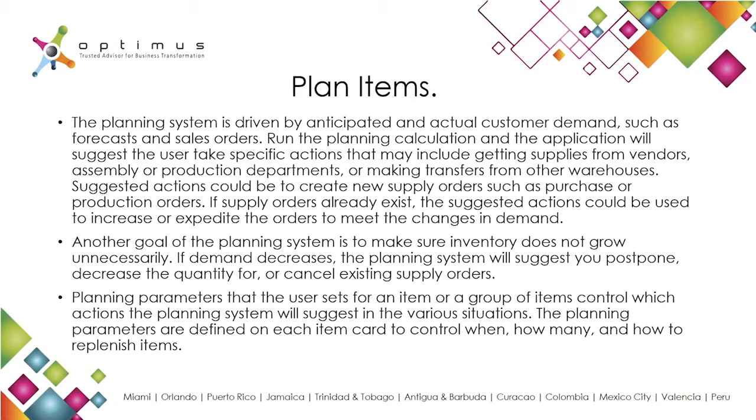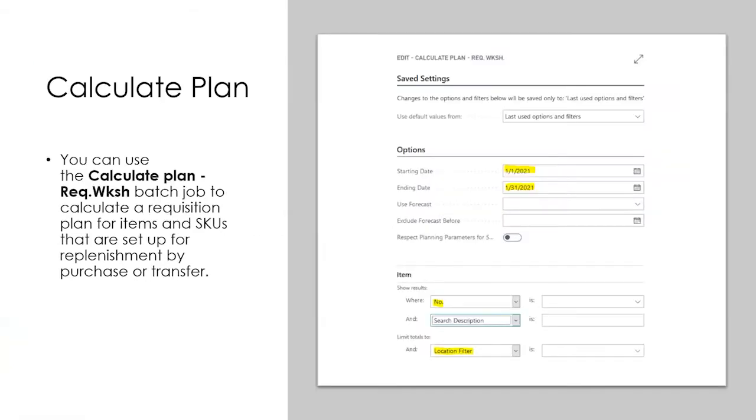So to start, this is how the calculation plan looks, and this is part of the requisition worksheet. We're going to see it in action in a second. But first, we're going to review what we need in order to request the items to be supplied for the first time. So we need to open the requisition worksheet, and we have a function called Calculate Plan. If you look at the right side, we have some fields in yellow that are mandatory.